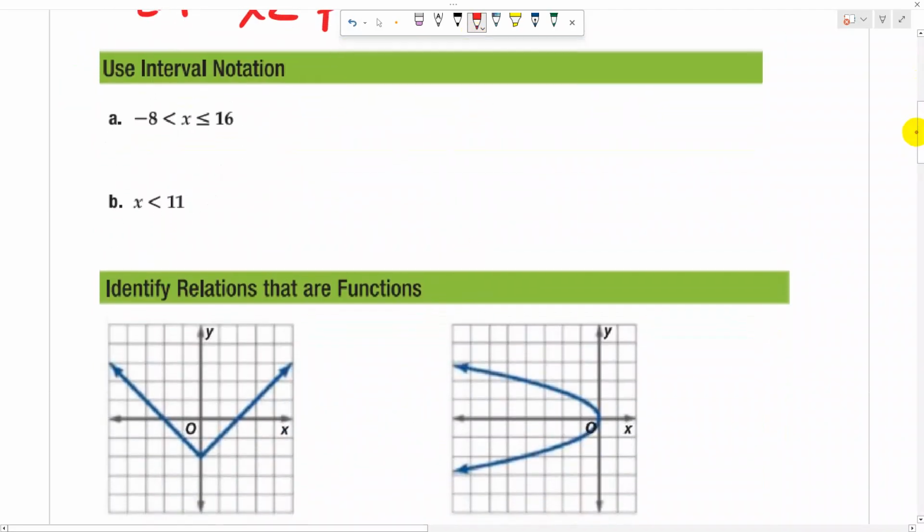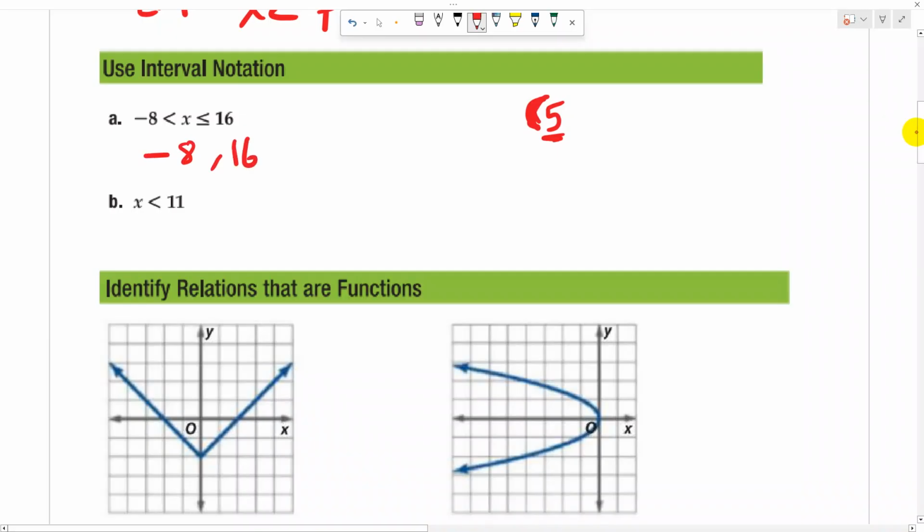Okay, next we need to use interval notation. Okay, for interval notation, remember, if it was rounded brackets, it means a number doesn't belong to our interval. For example, if I started with 5 and beside it rounded bracket, it means we don't have 5. 5 is not included in our interval, but we will start with the first number after 5 or before 5, as for the example. Okay, for letter A, we have x bigger than negative 8 and smaller than or equal to 16. So already we have our interval limits, and we will write them in order.